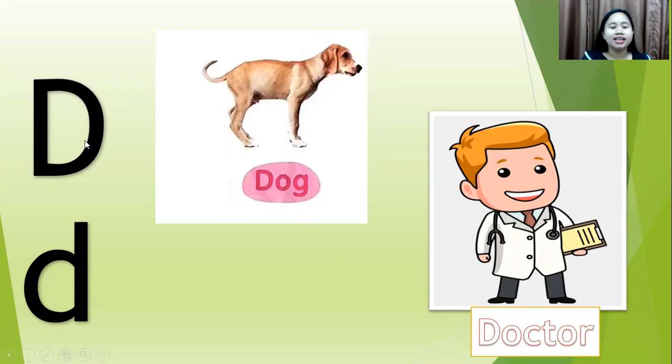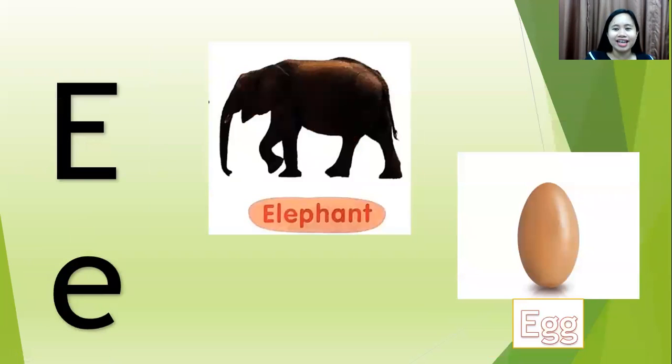D. This is the capital letter D and this is the small letter D. What is the sound of letter D? The sound of letter D is D. Again, D. These are the examples. Dog. Again, dog. Doctor. Doctor. Okay, very good, students.